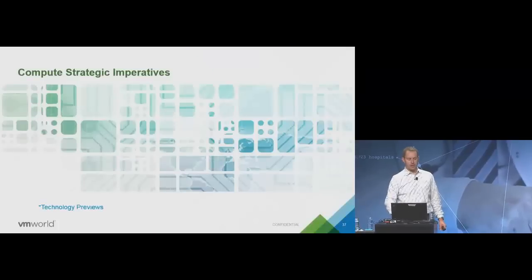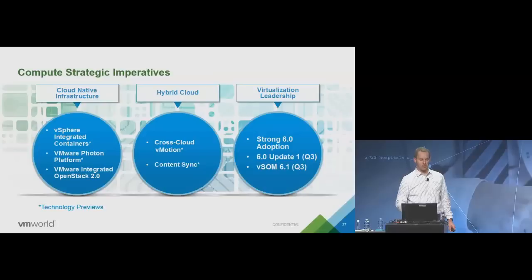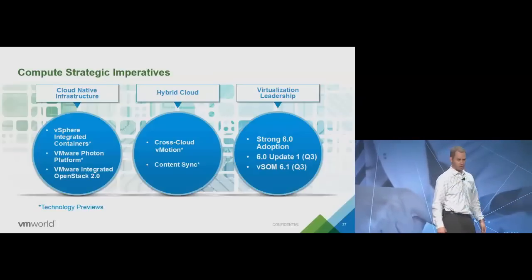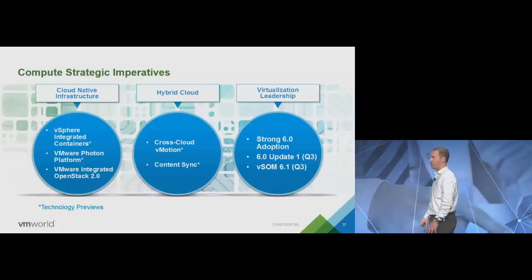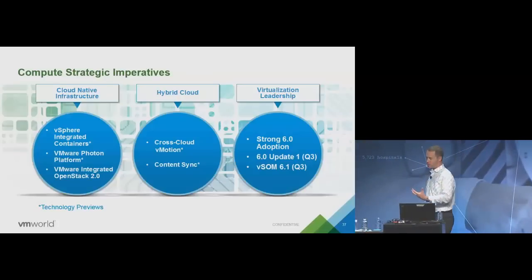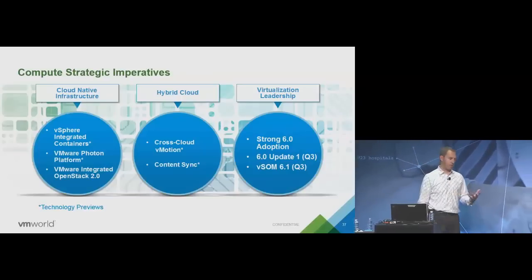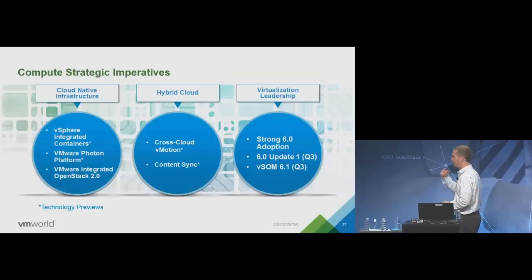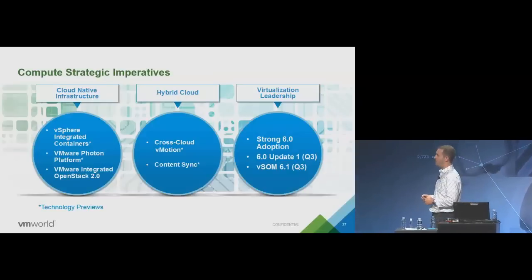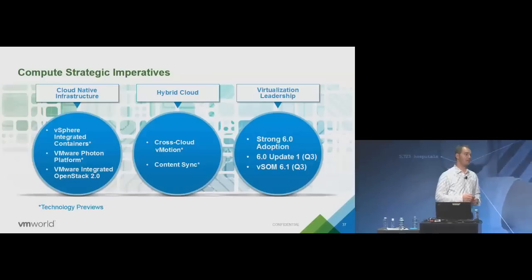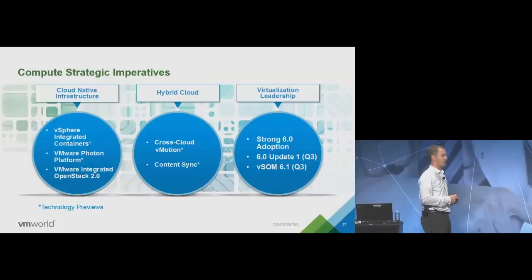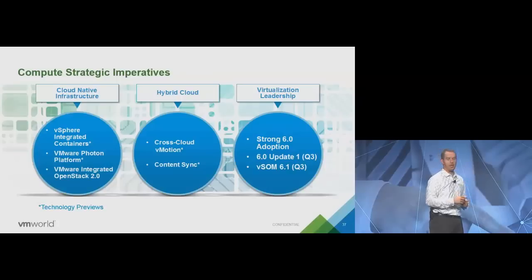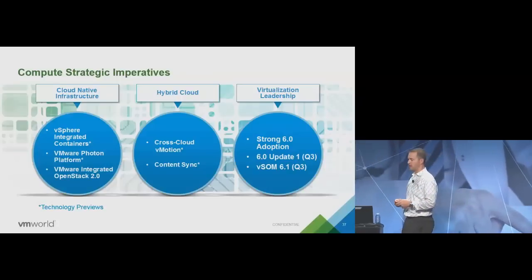So with that, what I just wanted to show you were the key priorities that we talked about. On Cloud Native, we talked about integrated containers, the Photon Platform, and integrated OpenStack 2.0. Again, a key driver for us. Keep containers in mind because your developers are going to come to you sooner rather than later. There are the hybrid cloud capabilities around the tech previews, and then also the final pieces around 6.0 Update 1, which will be available this quarter. And remember that vSOM, vSphere with Operations Management 6.1, is also releasing. That'll add a new capability around data center capacity planning, so it's definitely something you'll want to take a look at.